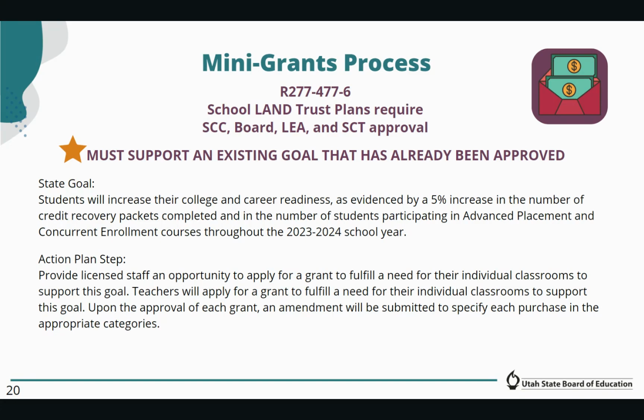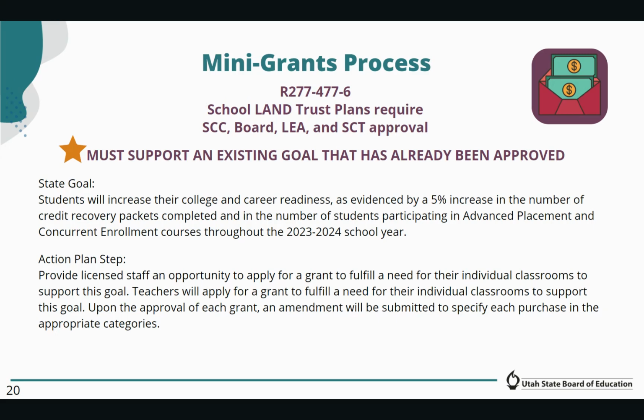This is an example of a school that has done a great job of creating amendments and using the mini grant process. In the original plan, the goal was students will increase their college and career readiness as evidenced by a 5% increase in the number of credit recovery packets completed and in the number of students participating in advanced placement and concurrent enrollment courses throughout the 23-24 school year.